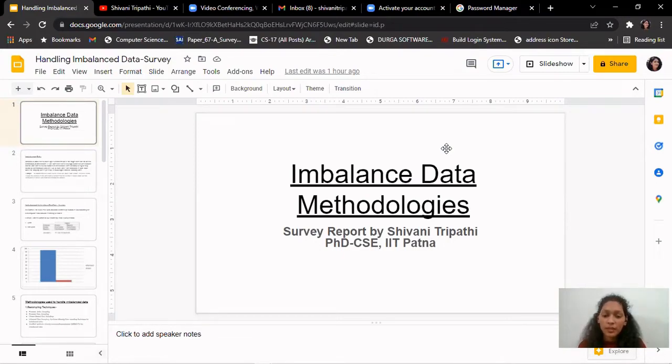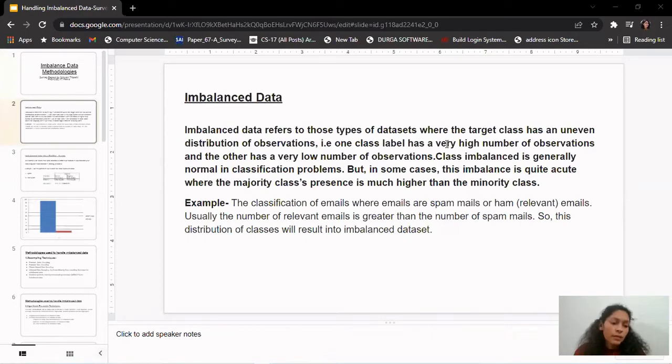I'm Shivani Tripathi. I'm doing my PhD from IIT Patna in the Department of Computer Science and Engineering. And today I'm going to compare some famous imbalanced data methodologies in deep learning. So let us talk about imbalanced data.